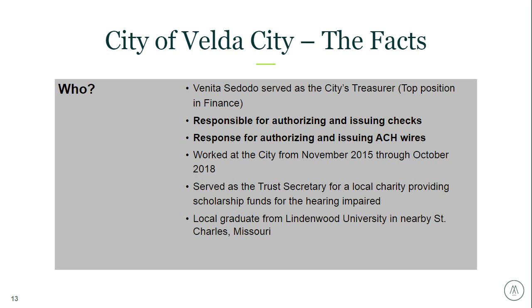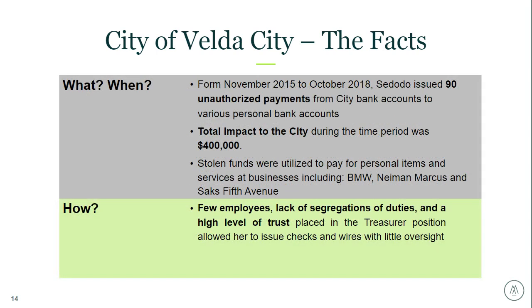The trust she was able to gain at both the city and the nonprofit allowed her to take on some significant responsibilities within each of those finance departments, including the responsibility for authorizing and issuing both checks and electronic payments. So she had a lot of responsibility at this point in her career, and the city and the nonprofit seemed to trust her in her role as pretty much the #1 employee in finance. So where did things go wrong?